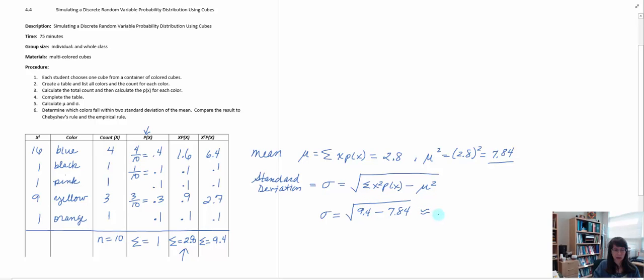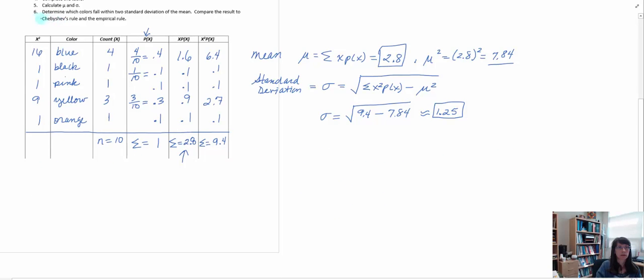Either way, the answer comes out to about 1.25. So our standard deviation is 1.25, and our mean is 2.8. The final part of this focused exercise is to determine which colors fall within 2 standard deviations of the mean. We're going to compare the results to Chebyshev's rule and the empirical rule.